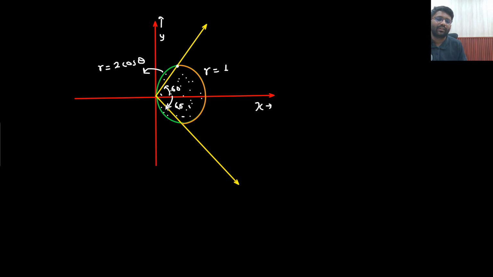I care about this shaded area. What will be the area, sir? Area will be nothing but r dr d theta. How will you put up the limit of r? From where to where is r going?